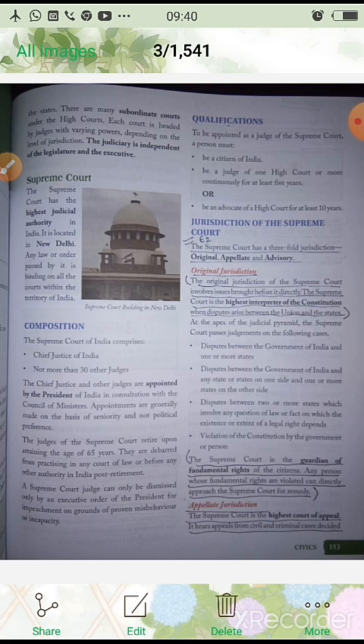It is the Supreme Court only. The Supreme Court is the guardian of fundamental rights of the citizens. Any person whose fundamental rights are violated can directly approach the Supreme Court for remedy. So what is given? That the Supreme Court is the guardian of fundamental rights of the citizens. As we know, all the citizens in our country have got their fundamental rights, and any person whose fundamental rights are violated can directly approach the Supreme Court for remedy.